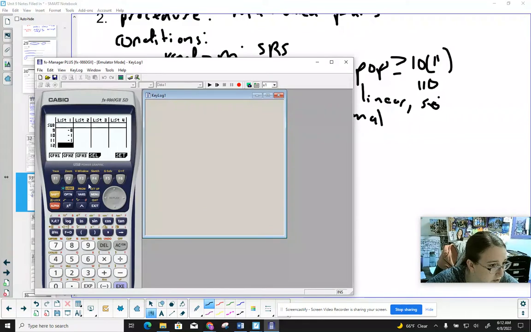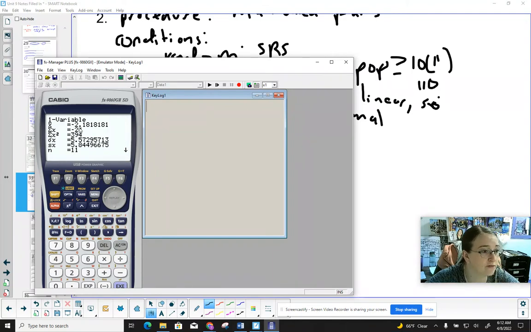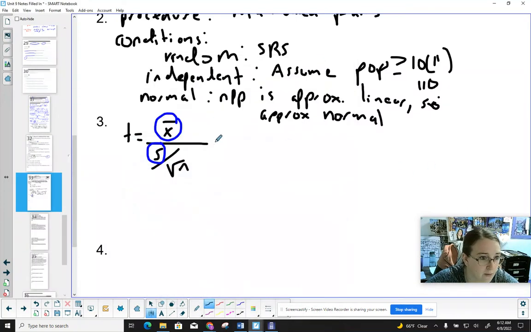Okay, so going back to my data here, I'm going to go to the calculate section now because I need to calculate stuff. So my X bar, there we go. X bar, I have negative 2.1818. So I'm going to write that down there. My X bar is negative 2.1818.